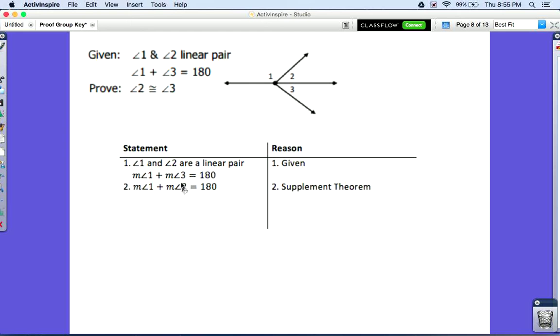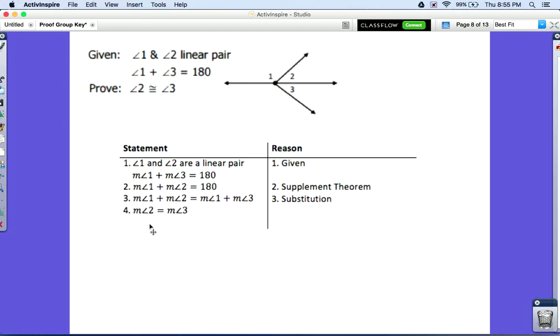So now I have two separate equations that both equal 180. So I can set them equal to each other by substitution. And once I have this, I have that the measure of angle 1 plus the measure of angle 2 equals the measure of angle 1 plus the measure of angle 3. So the measure of angle 1 is going to be the same because it's the same angle in both places.